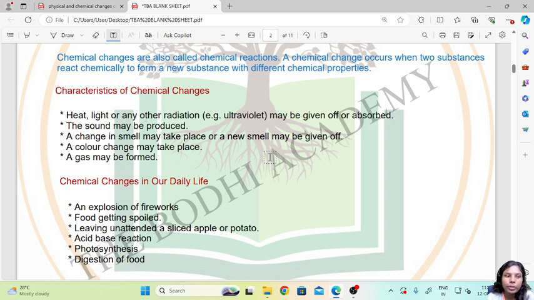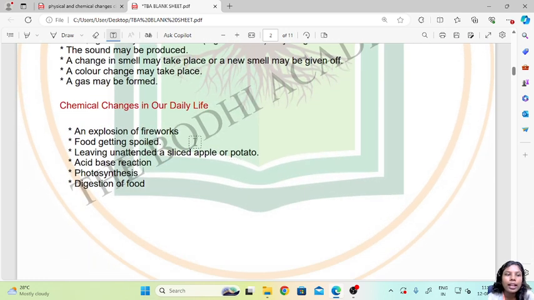The sound may be produced. A change in smell may take place or a new smell may be given off. A color change may take place. A gas may be formed. Last, we discussed chemical changes in our daily life. Some examples were an explosion of fireworks, food getting spoiled, leaving unattended a slice of apple or potato, acid-base reaction, photosynthesis and digestion of food.